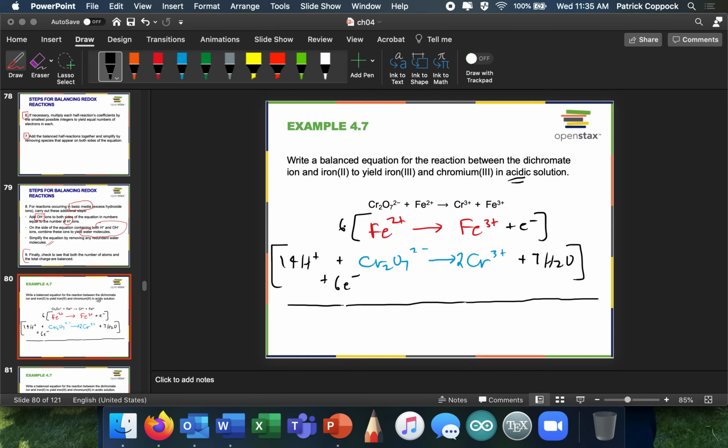Now watch, I'm just going to start at the top. That's going to be 6 irons. 6 iron 2 plus, right? Okay, I got that one. Now I'm going to come down here, plus 14H plus, that's correct, plus Cr2O7 2 minus, got that. My 6 electrons cross off with that 6 electrons, right? And so I'm going to say produces my 6 iron 3 plus, got that.